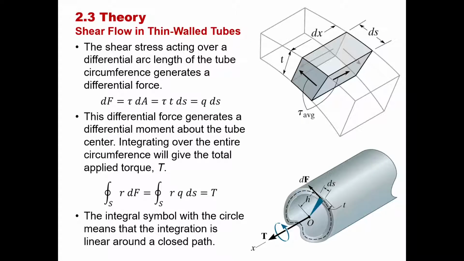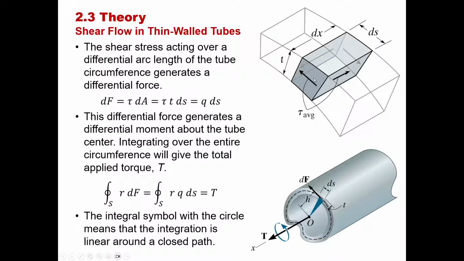So let's now consider a slice of this shaft. We have some wall thickness that we defined, and then we have a dx. We're looking at a differential volume along the length of this shaft, and then we have our ds, which is defined along the circumferential direction of our shaft. Okay, so we said that our shear stress is going to be constant throughout the thickness of the shaft. So we can say we have a constant shear stress.